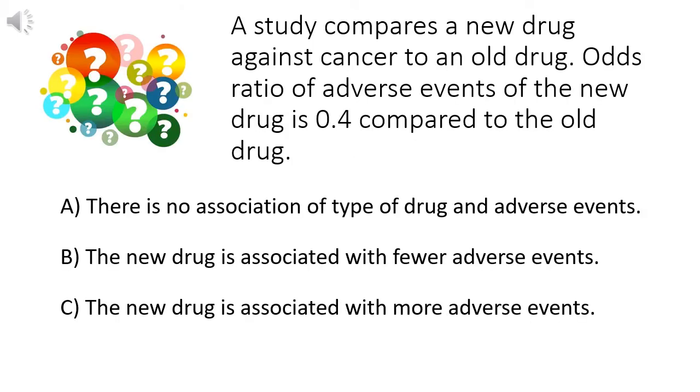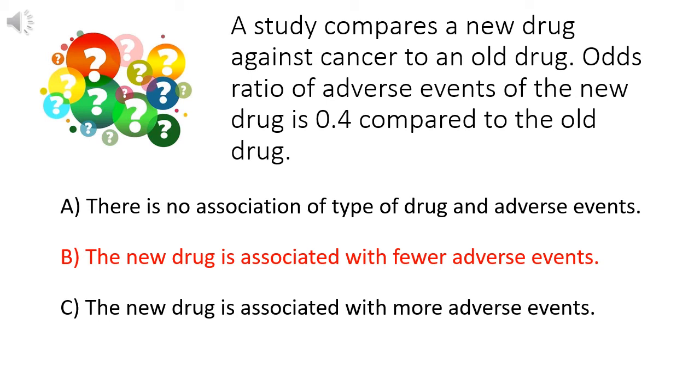Here is a small exercise for you. A study compares a new drug against cancer to an old drug. Odds ratio of adverse events of the new drug is 0.4 compared to the old drug. Which of the following is correct? A. There is no association of type of drug and adverse events. B. The new drug is associated with fewer adverse events. C. The new drug is associated with more adverse events.